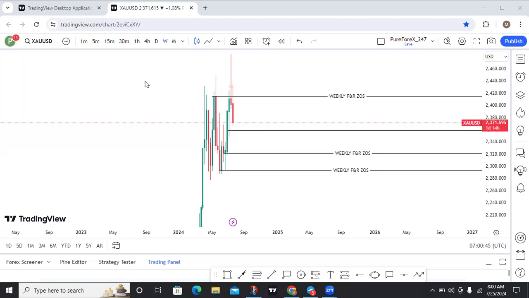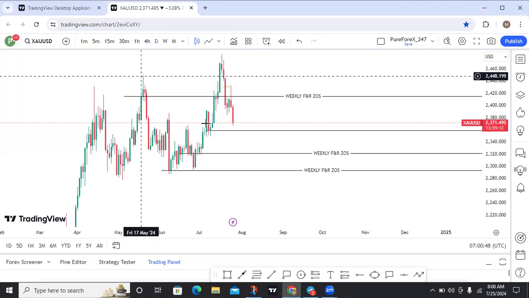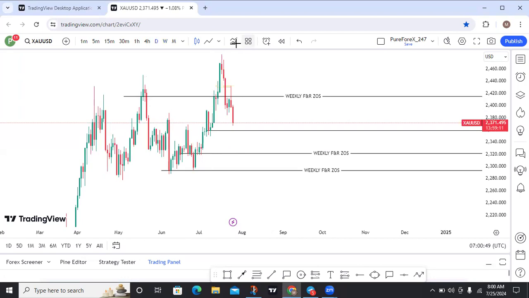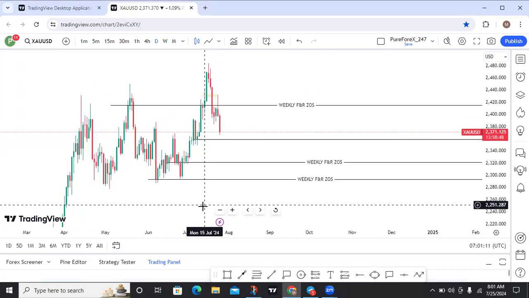gold. And when we come back to the daily time frame, the only thing that was preventing gold from dropping is this one here, right? And now gold has given us this impulse, this correction, this impulse, right? And now it shows that we are going down bearish. So there's what we call the track and trace concept.